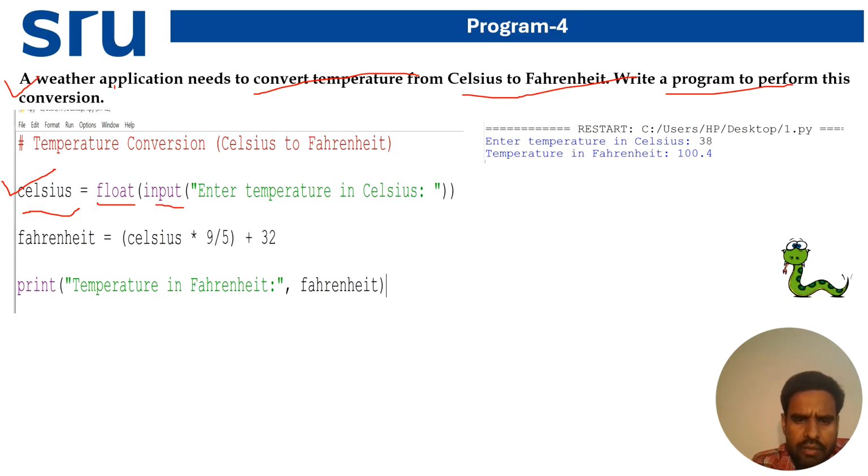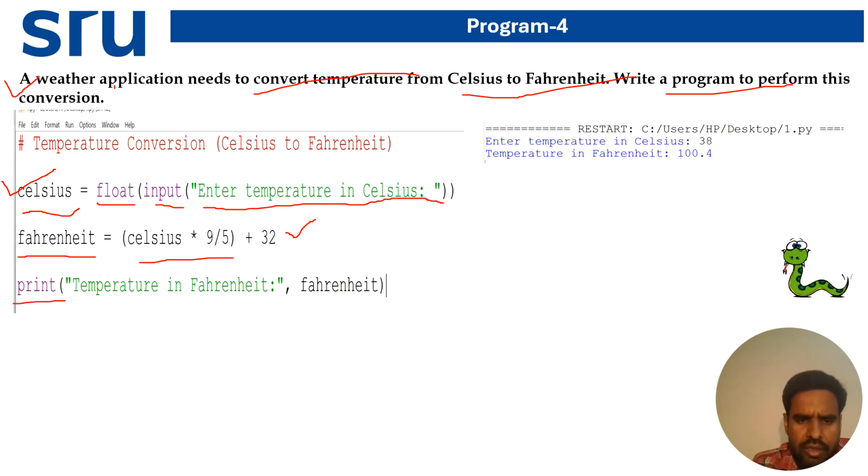Now I'm taking the input from the user side, with a message which is going to display in the output box: enter the temperature. Taking the open bracket, you have to take the close bracket. Now I'm going to take another variable, Fahrenheit, equal to Celsius into 9 by 5 plus 32. This is the formula to convert Celsius into Fahrenheit.